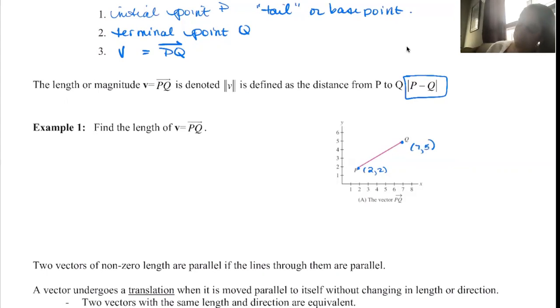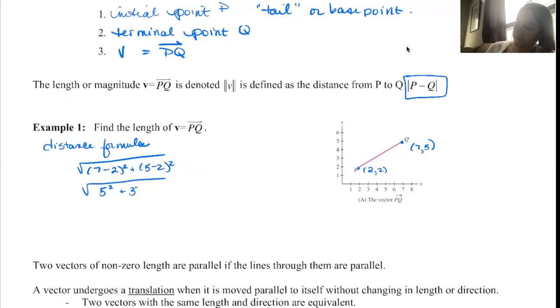So the length of PQ is our distance formula. Remember, it's the square root of x2 minus x1 squared plus y2 minus y1 squared. So we're going to say that it is 7 minus 2 squared plus 5 minus 2 squared. So I've got 5 squared plus 3 squared, which is 25 plus 9, which is the square root of 34. And 34 is 17 times 2. That doesn't break down any further. So we have the length of the vector, the square root of 34.